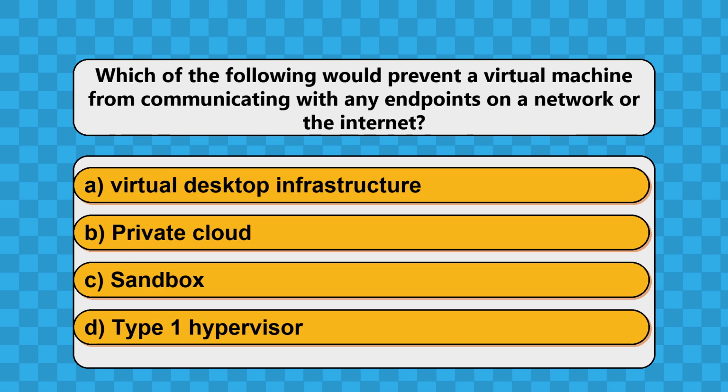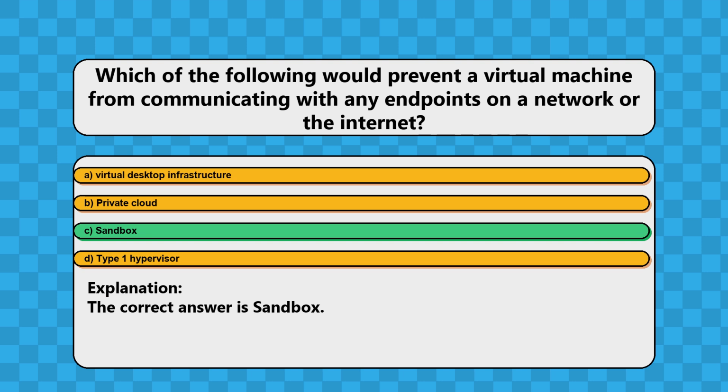Question 40. Which of the following would prevent a virtual machine from communicating with any endpoints on a network or the internet? Option A, virtual desktop infrastructure. Option B, private cloud. Option C, sandbox. Option D, Type 1 hypervisor. The correct answer is option C, sandbox.